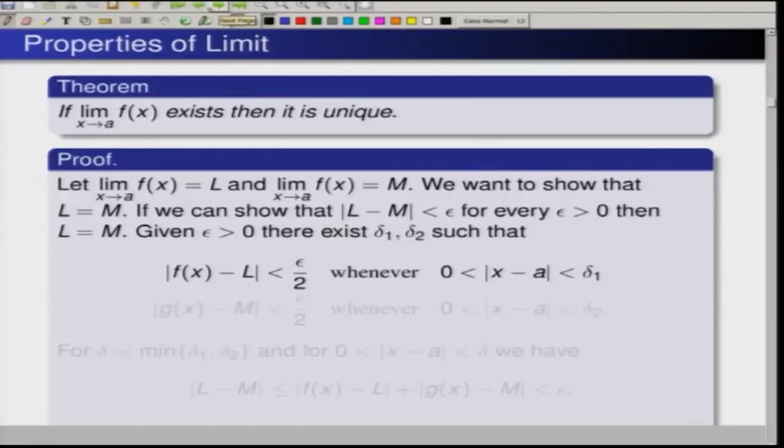Okay. So now for a given epsilon, there will exist delta 1 and delta 2 such that |f(x) − L| is less than epsilon/2 whenever 0 < |x − a| < delta 1. Similarly, we can get, I am sorry, |f(x) − m| is less than epsilon/2 whenever x lies between a − delta 2 and a + delta 2.